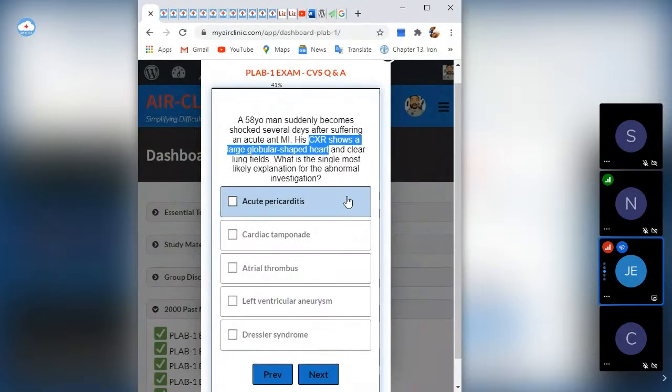So the clincher is actually the large globular-shaped heart, which follows myocardial infarction. Many of these things they are mentioning are complications of myocardial infarction, like acute pericarditis, cardiac tamponade, atrial thrombus, left ventricular aneurysm, Dressler syndrome. Dressler syndrome takes a while, but they're just talking about several days. Dressler syndrome, like 2 to 6 weeks.